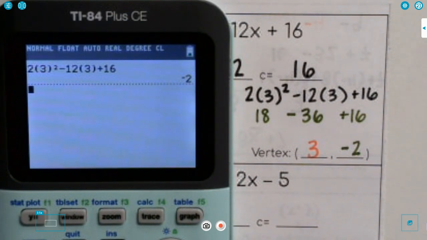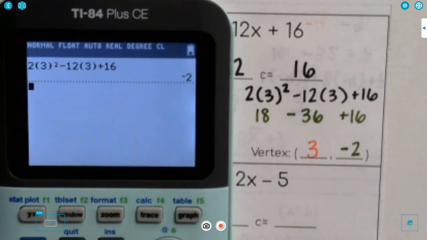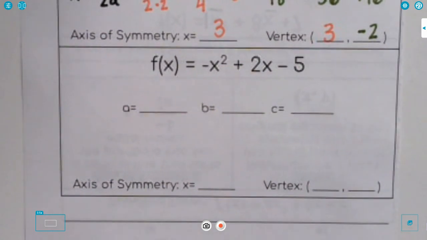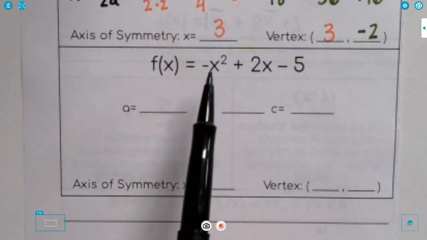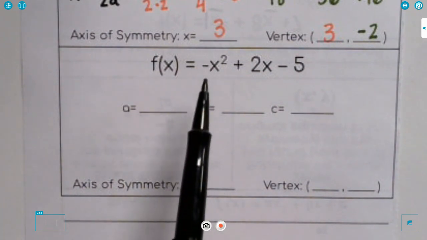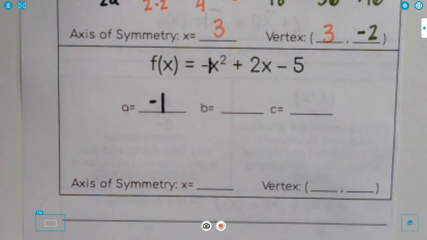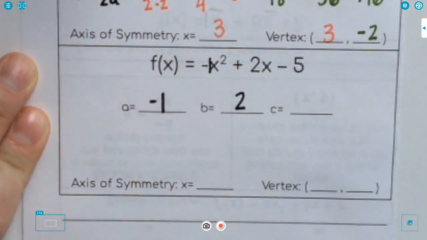All right, last one that we've got here is negative x squared plus 2x minus 5. This one I put on here for a specific reason. What is my a value? Negative 1. So there's an imaginary 1 squeezed in right there. My a value is negative 1. My b value is positive 2. My c value is negative 5.